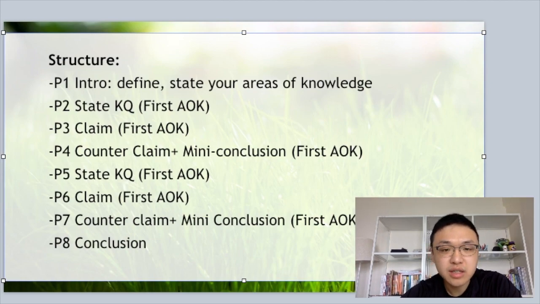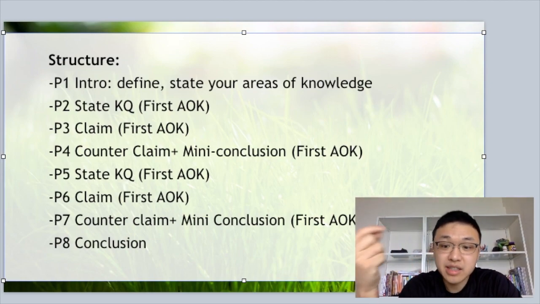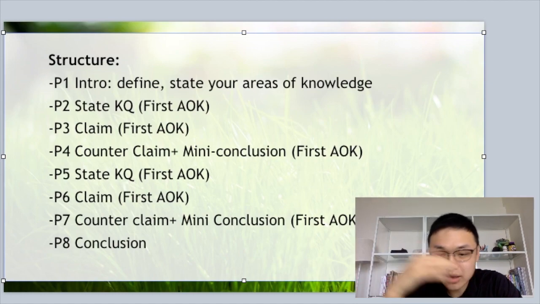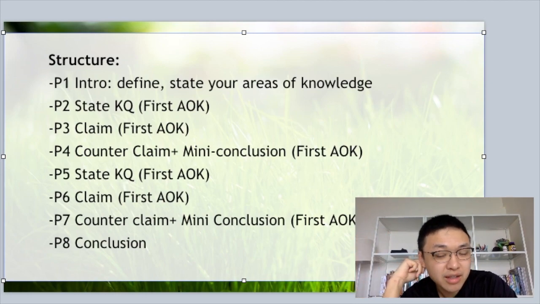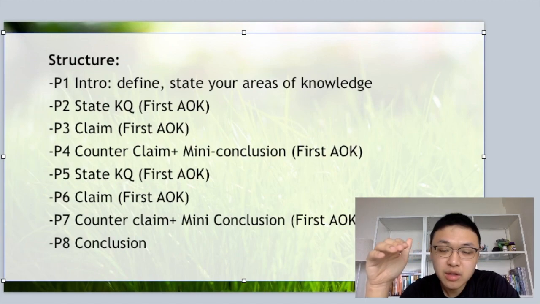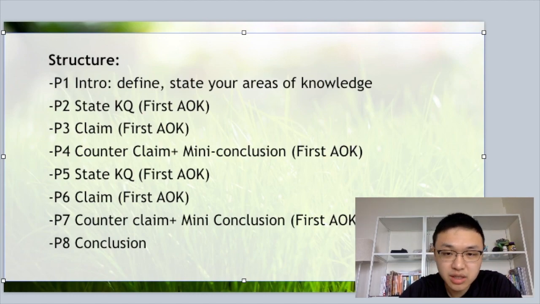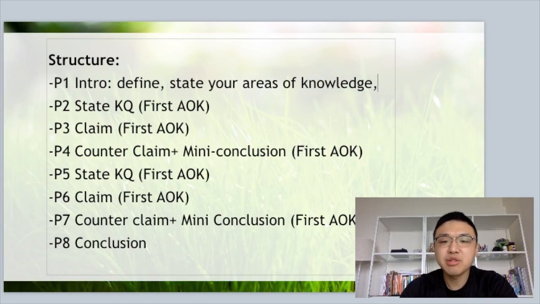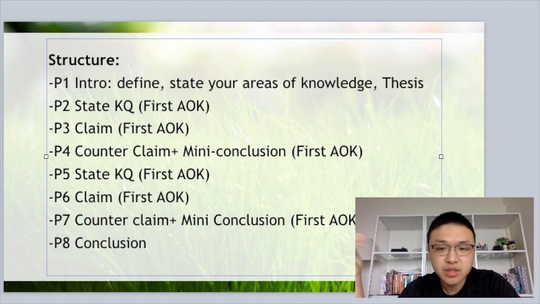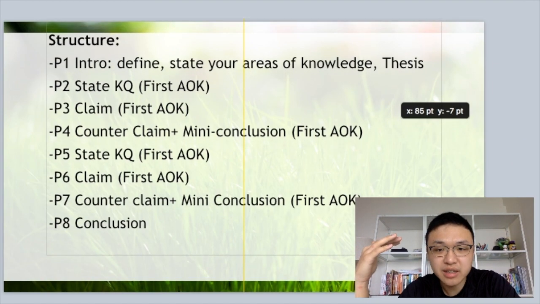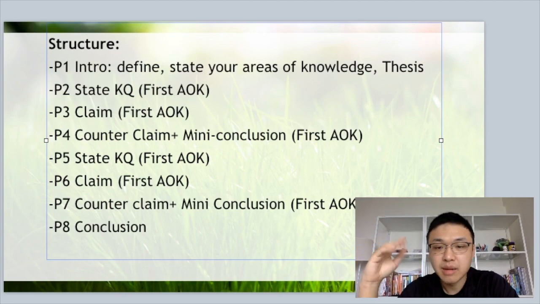The first paragraph, just introduce the essay prompt. You can say something like, in this essay we're going to be exploring the essay prompt, and then just restate the essay prompt. Then you define the key terms in the essay prompt. By the way, we're going to show you paragraph by paragraph what we're going to write later. I'm going to give you an outline first. Then you state your areas of knowledge. You can say, in this essay we're going to focus on two areas of knowledge, which are A and B, whatever you choose. And then you state your thesis, which means your overarching argument about the essay.